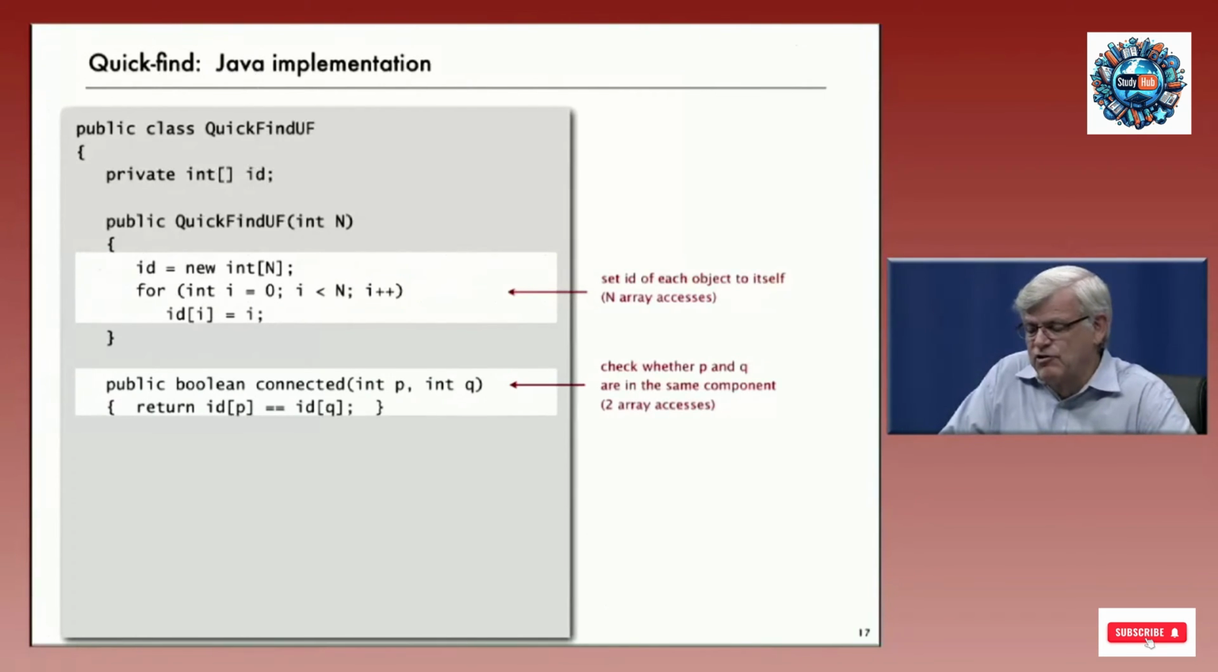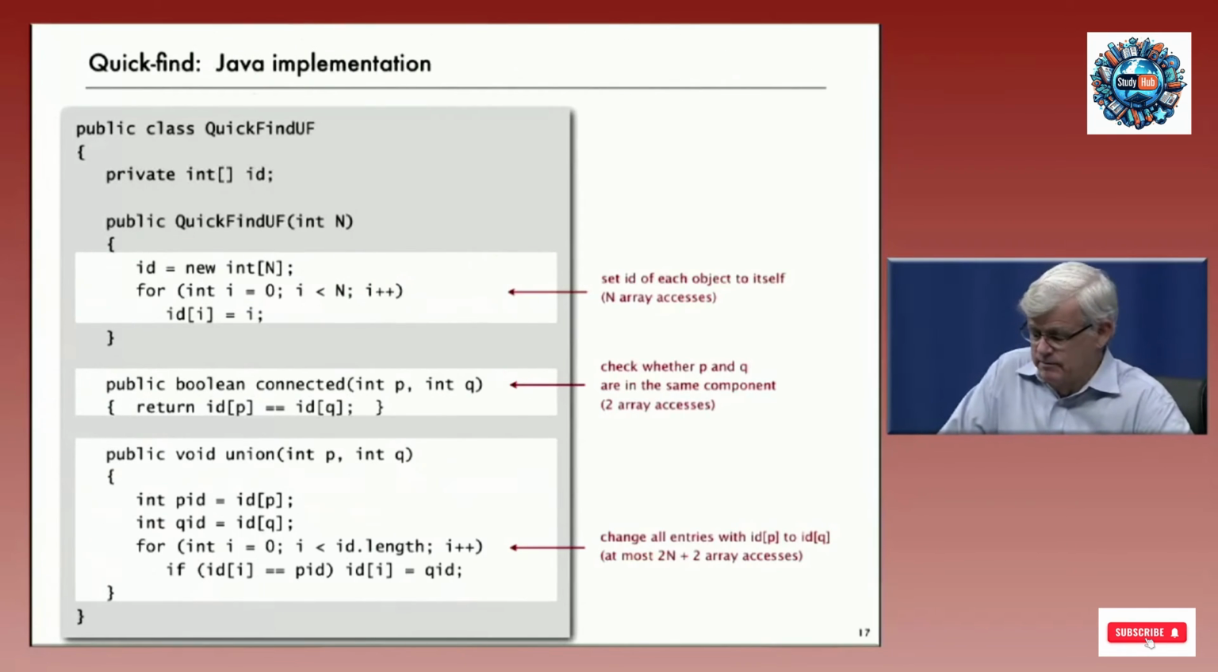The find operation, or connected operation, is the easy one. This is the quick find algorithm. It simply takes its two arguments, p and q, and checks whether their ID entries are equal and returns that value. If they're equal, it returns true. If they're not equal, it returns false.